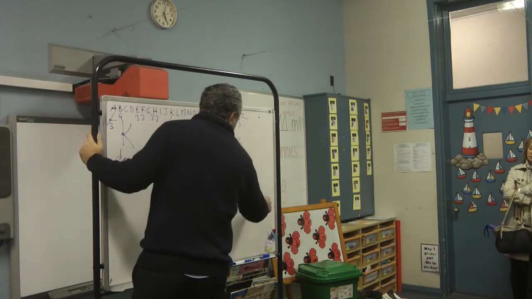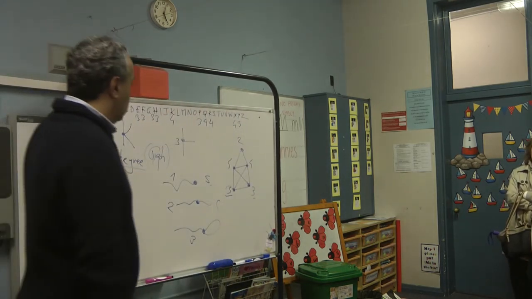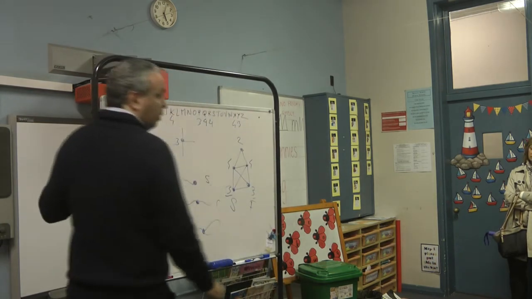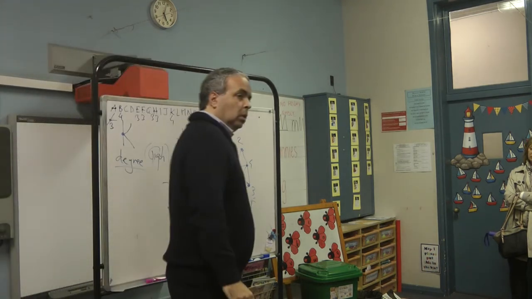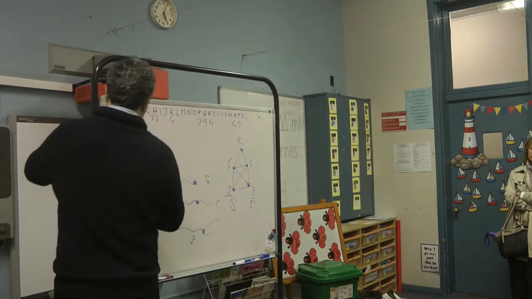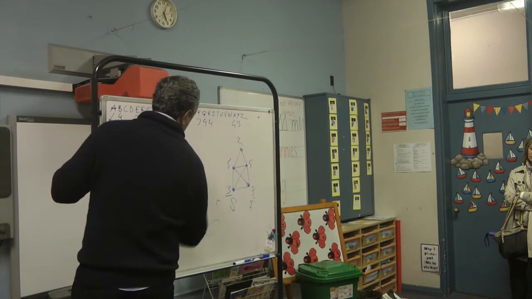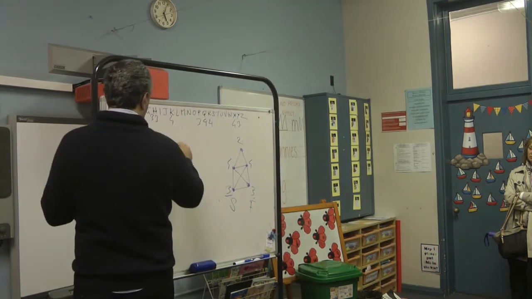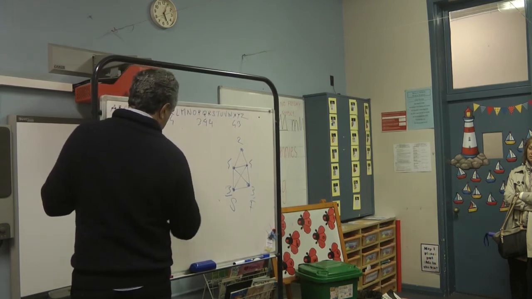If I have here an odd number, it will be the starting point and the finish point. You see? So if you want to draw it, especially for those who don't know how to draw it, you will see it's very easy. So just put the vertices, okay?